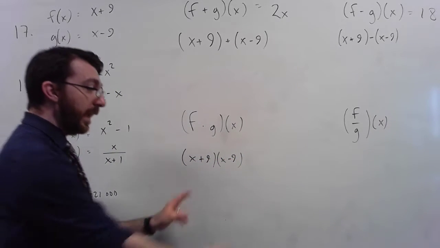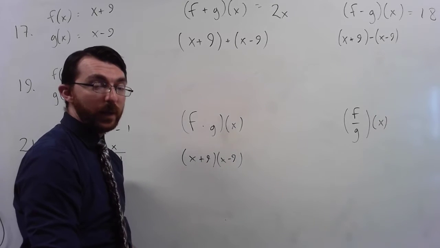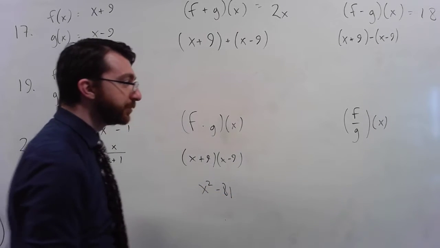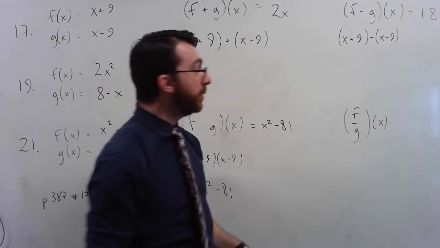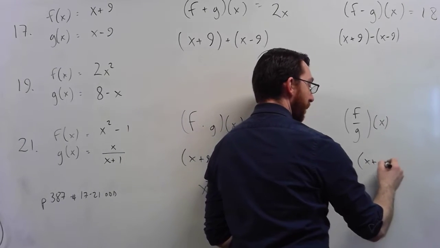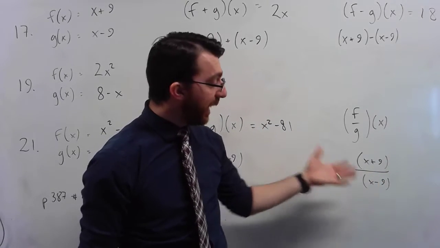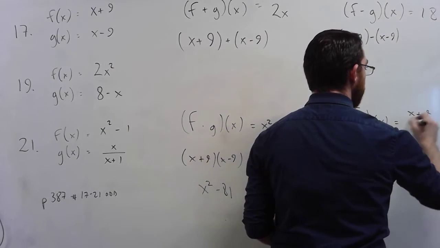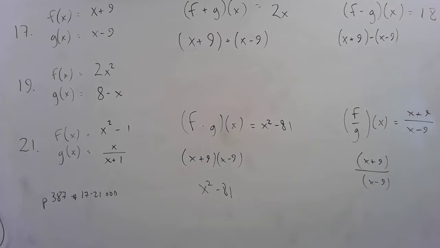If you FOIL, you get x squared minus 9x plus 9x minus 81. The 9x's cancel, and so you have x squared minus 81. All right, for the last one, f over g of x, that would be this function divided by that function. They have no factors in common. It cannot be simplified. Therefore, that is the answer. All right, so that's number 17's solutions.